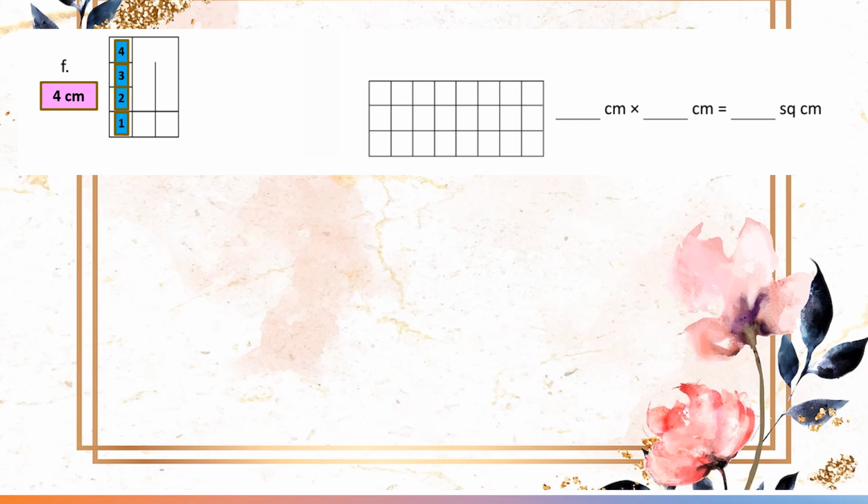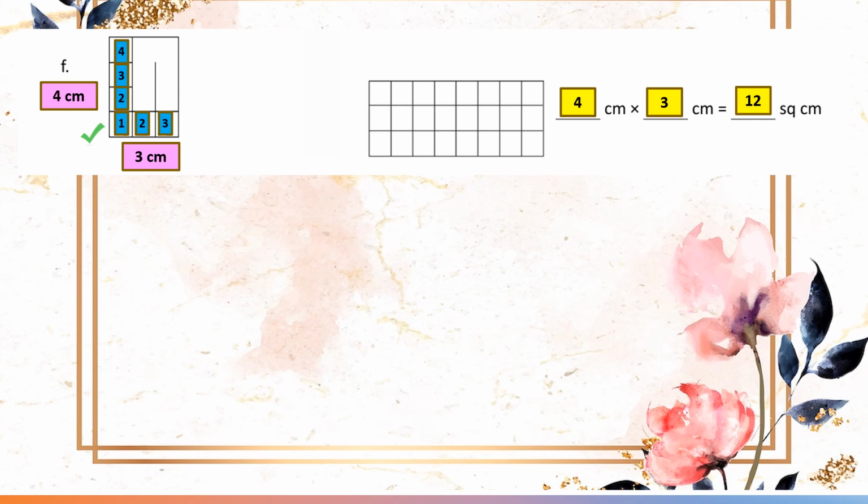Now we're going to count the squares for our width, starting with that number 1 in the lower left-hand corner. So it's 1, 2, 3, which means our width is 3 centimeters. So our equation to find the area for this array is 4 centimeters times 3 centimeters equals 12 centimeters.